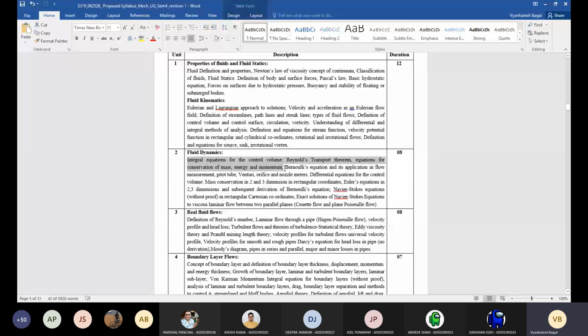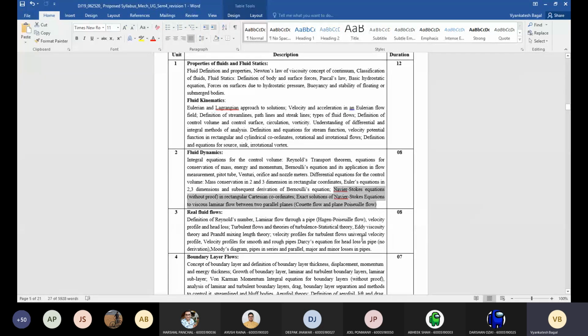This one is fundamental. Especially those who are looking for higher studies, maybe for an MS in thermal fluid, for them this is a very important part. Up to this point, it is very easy. And now from this point onward, this part is again difficult.